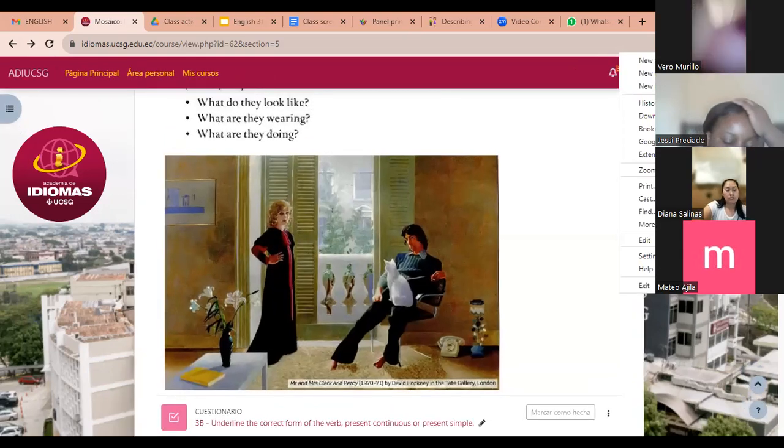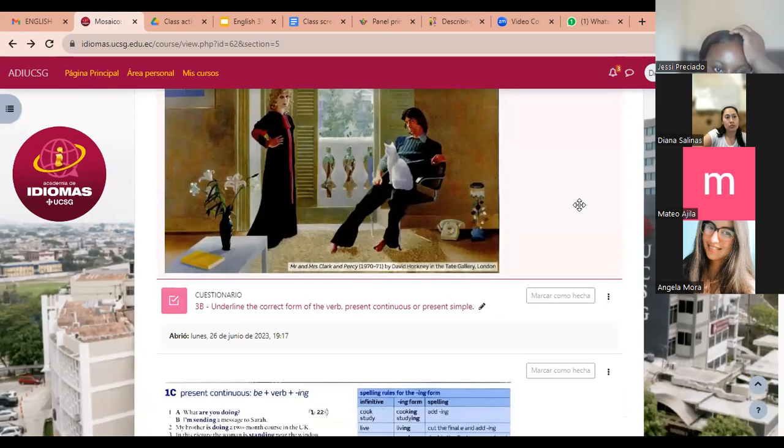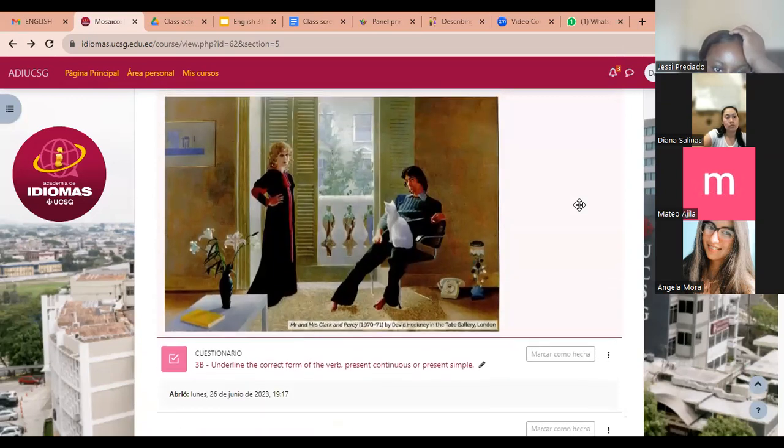So this is a picture. There's a lady and there's a guy there. Okay, who wants to give a description about the picture? Janita, would you like to try? Okay, what are they doing? Where are they? What might be happening in the picture?